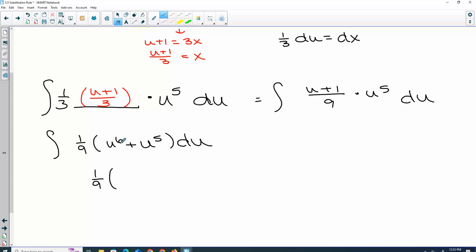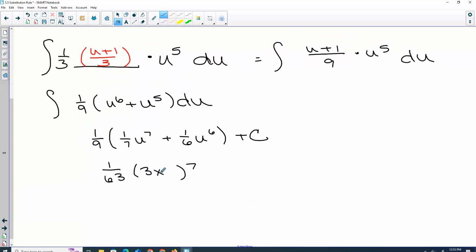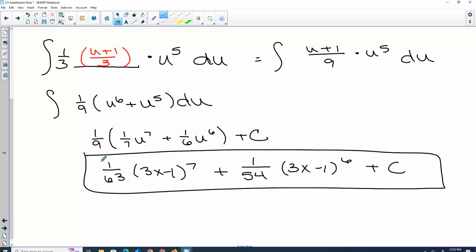Alright, you too. What's the antiderivative of u to the 6th? 1/7 u to the 7th. What's the antiderivative of u to the 5th? 1/6 u to the 6th. Okay, so we can distribute that, we get 1 over 63. What is u though? 3x minus 1, plus 1/6 times 1/9 is 1 over 54, 3x minus 1 to the 6th, plus c. There is no way we would have ever figured out that antiderivative without substitution.